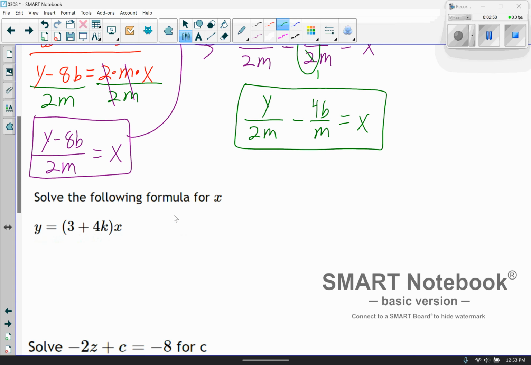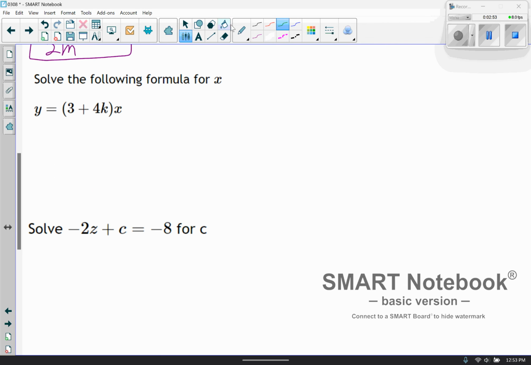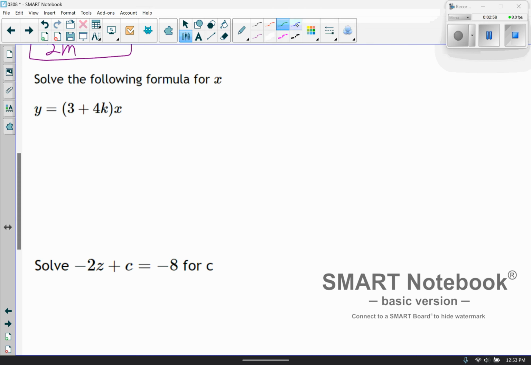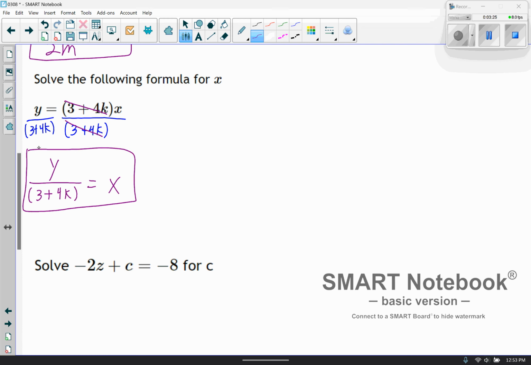Okay, our next one, not too bad. What we're going to do here is we're going to solve for x again. So we're going to divide both sides by what I have in parentheses right here, 3 plus 4k. So if I divide that here, I have to do it on the other side, 3 plus 4k. And so those cancel out with each other, and I'm left with y over the 3 plus 4k equals x. And that is going to be it for that one.